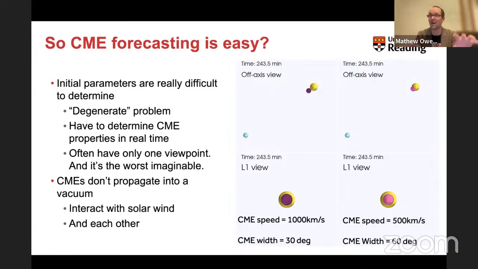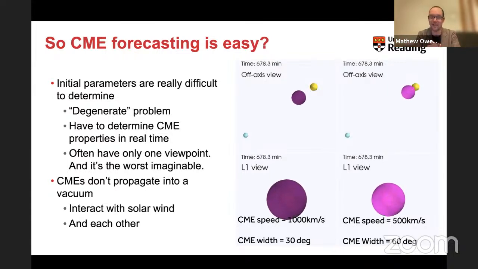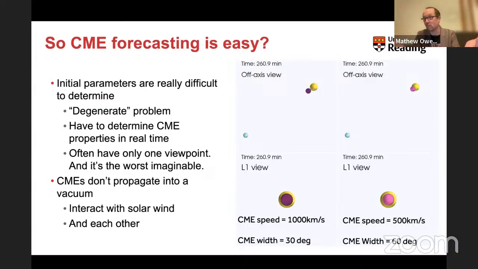And so that's why we have a hard time working out how fast CMEs are moving. Because typically we only have the one viewpoint from Earth. That's the absolute worst possible viewpoint you could pick. But that's where we live. The other problem is that you have to do this in real time. And so you've got ratty data coming down rather than the nice, cleaned up, polished science data. So it's a really difficult thing to do.